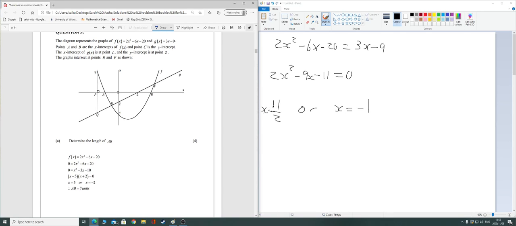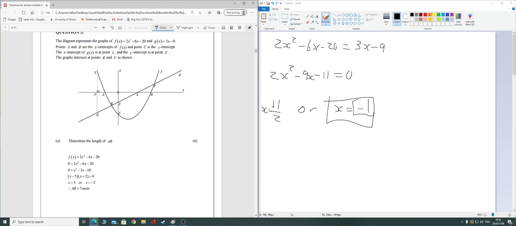We have a point 11 over 2 and a point negative 1. If we look here, our graphs are at the same value at two points, at point F and point R. Now, we use our logic and we choose the negative x value, because obviously this point is to the left of our x-axis.